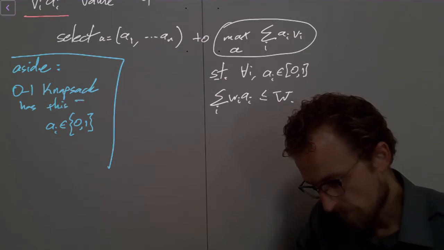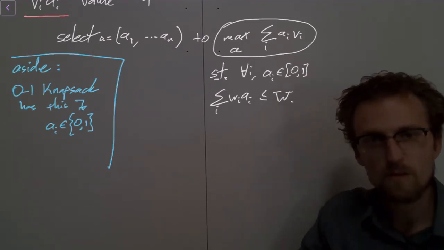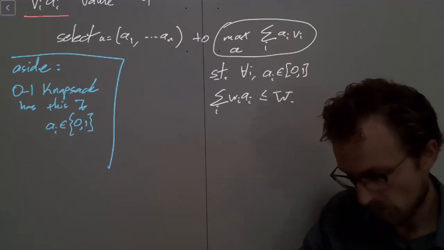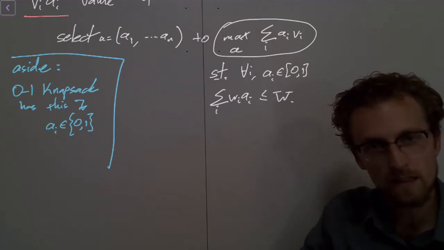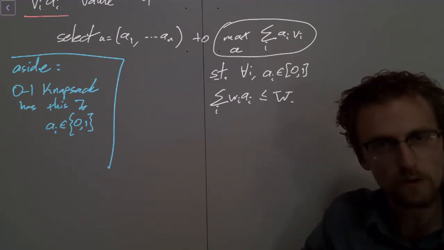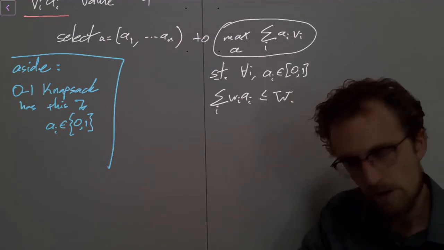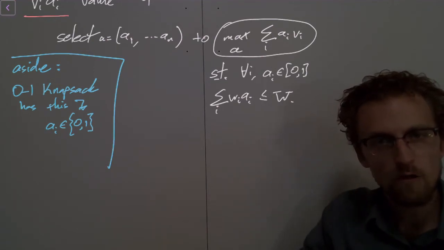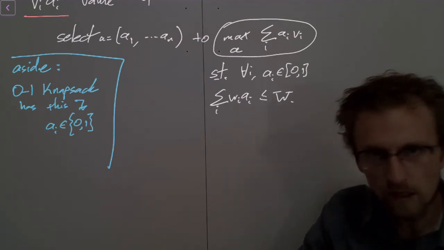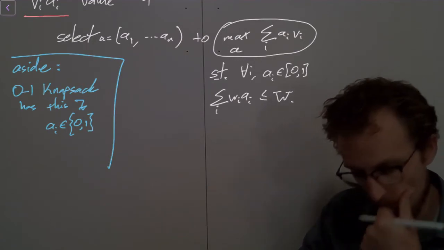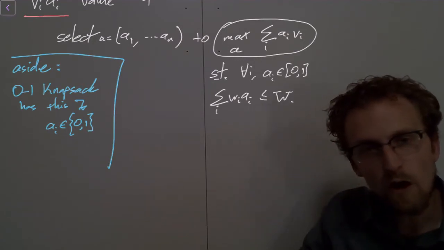The 0-1 knapsack is the same with this change. What's the difference? Square brackets versus braces. The braces denote a discrete set that contains exactly 0 and 1. Those are the only numbers in the set. The square brackets, however, describe a closed interval, so every possible number between 0 and 1. Anyway, there's our optimization problem.